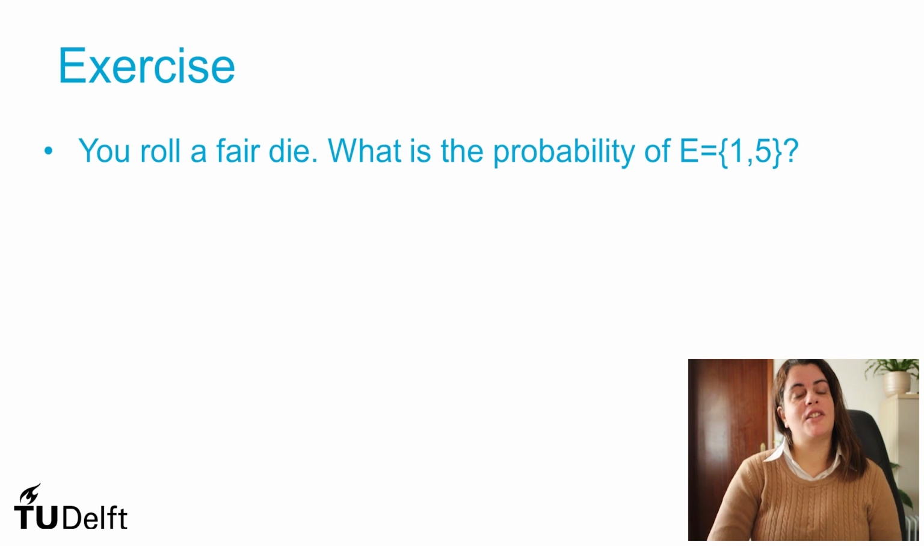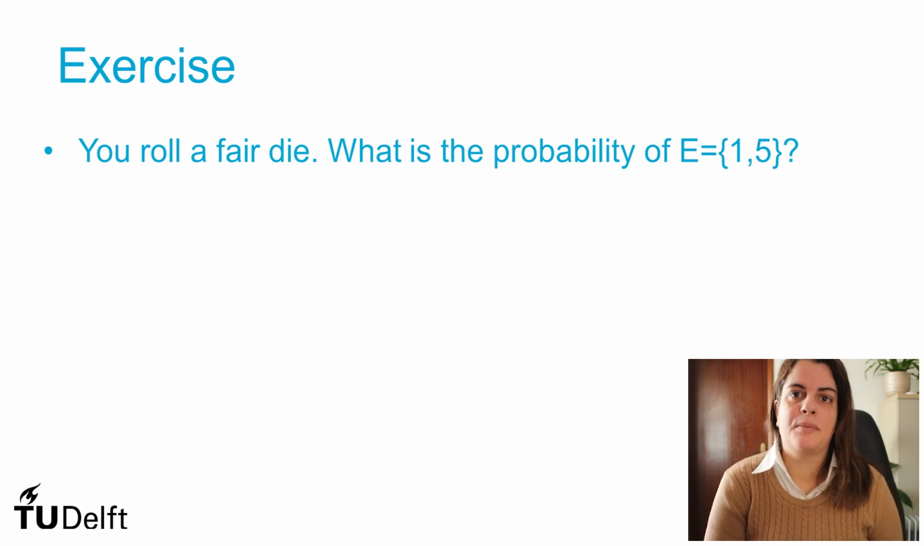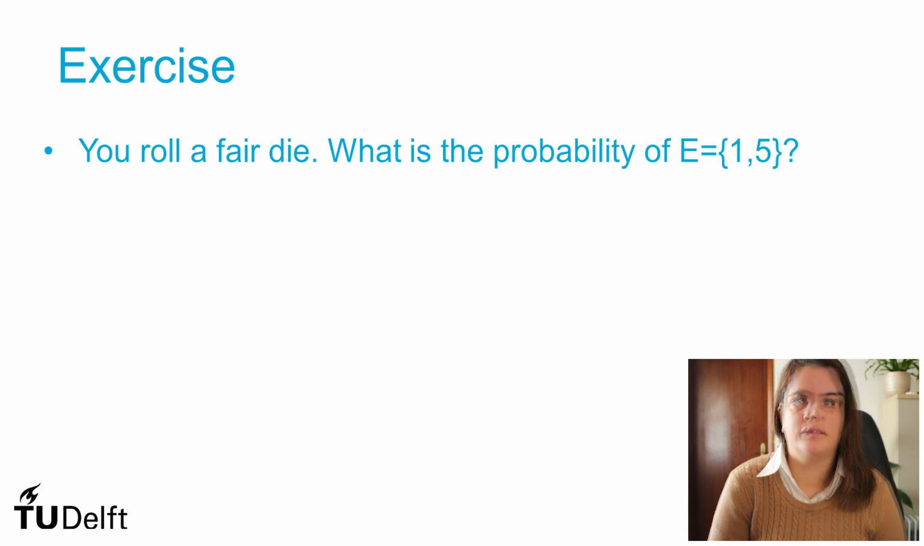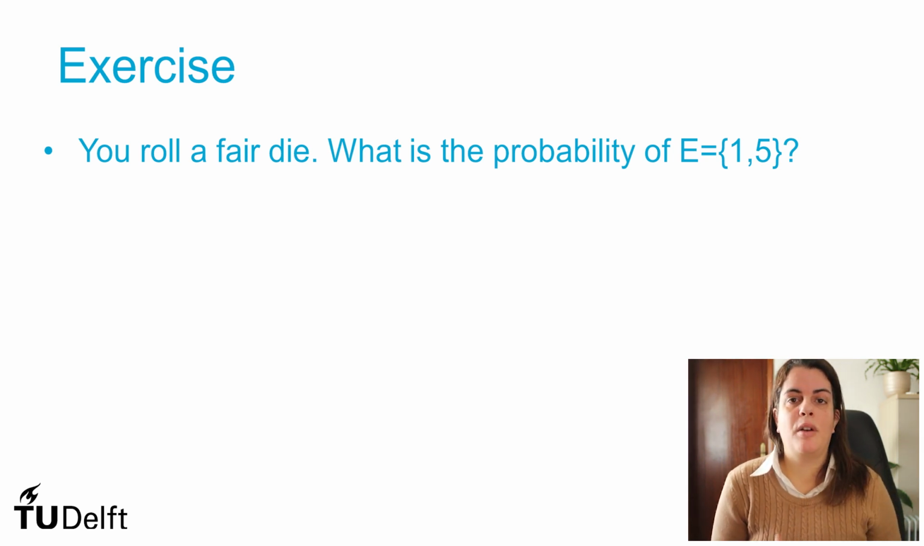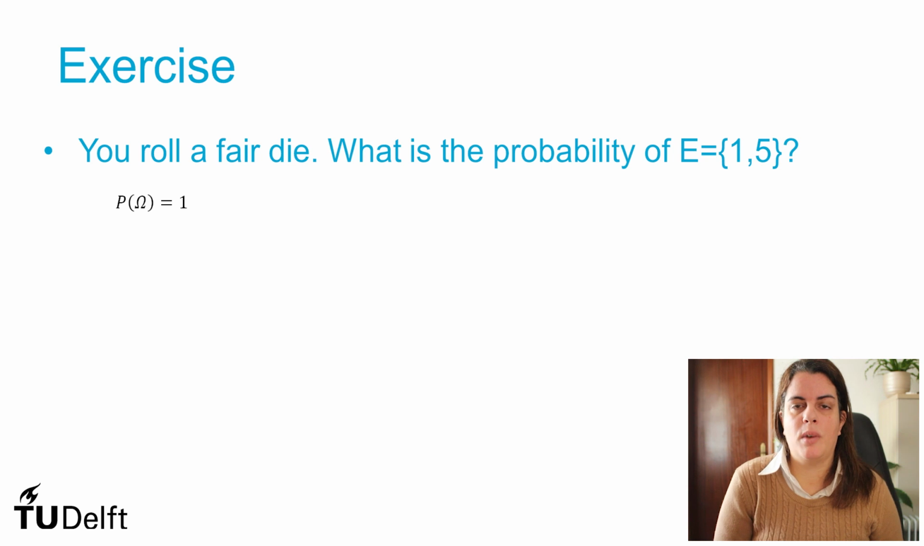So let's do an exercise. Let's roll a dice and let's try to find the probability of getting 1 or 5. For you this may be very easy to do, but let's try to do this with simply the axioms of probability theory. So you know that the probability of the sample space equals 1, because that's one of the axioms.